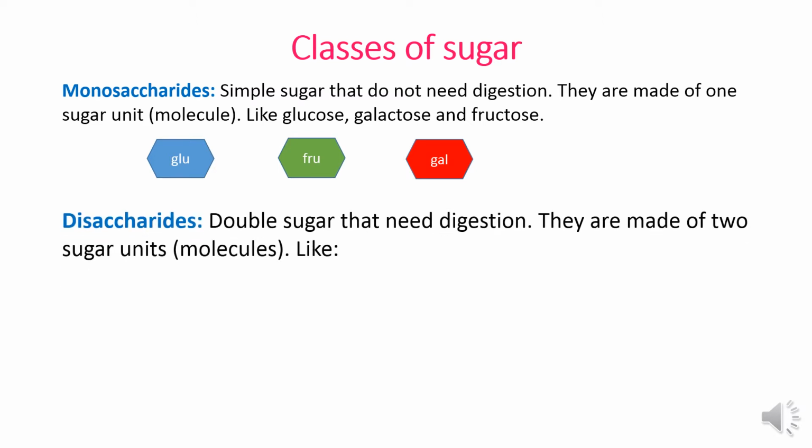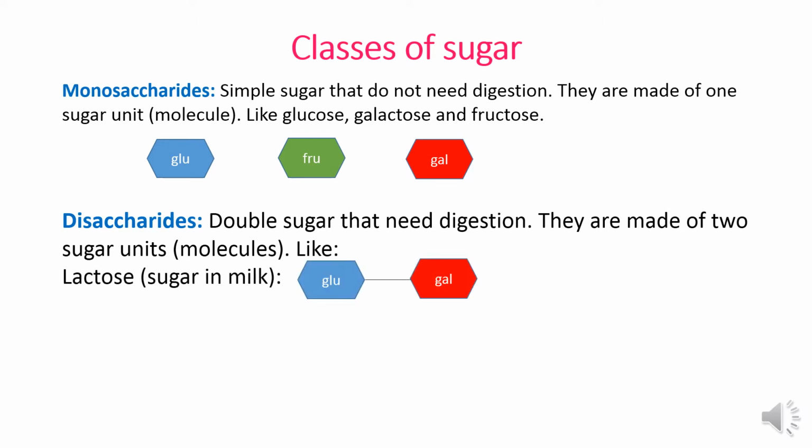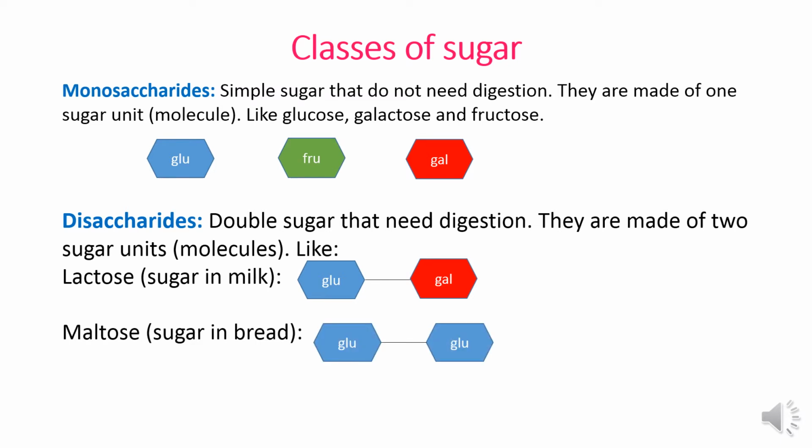Disaccharides, double sugars that need digestion. They are made of two sugar units, di meaning two, like lactose, the sugar in milk. It is made up of two sugar units, glucose and galactose. Maltose, the sugar in bread. It is made up of two units of glucose.